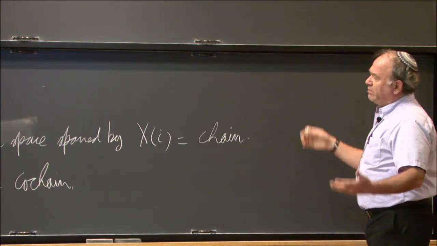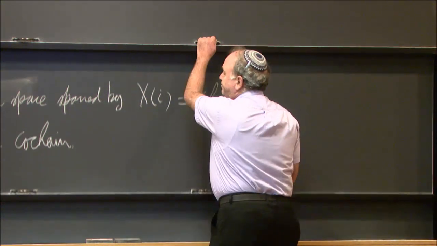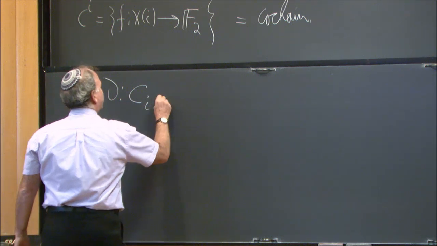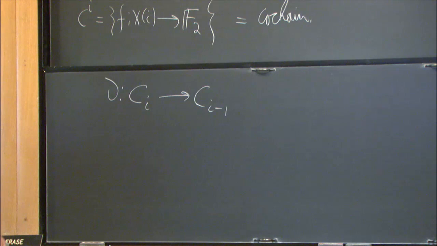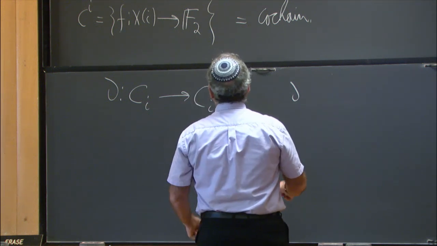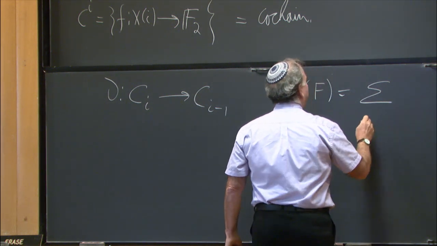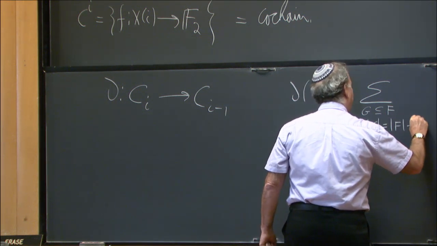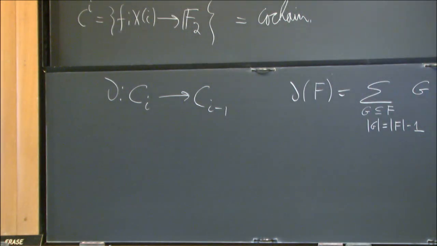So these are chains in the classical language, and these are cochains. Now, we have a map, the boundary map, from chains to chains, going downward. The boundary of a face, also called a simplex or cell, is what you think is a boundary. What is the boundary of a triangle? It is the formal sum of its edges. So in order to define it, it's enough to define it on the generators. The boundary of F is the sum over all G inside F such that the size of G is the size of F minus 1, of G, this formal sum of the walls of F.